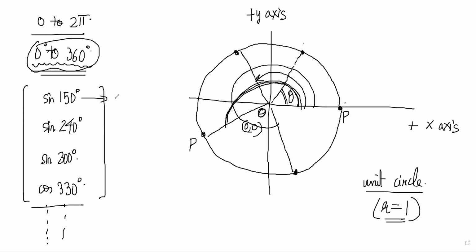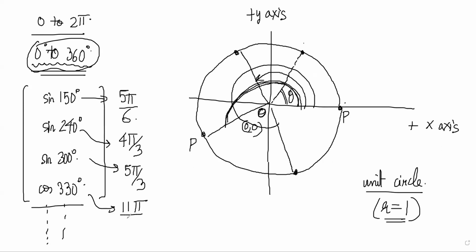So we'll say 150 degrees is basically 5 pi by 6. This is 4 pi by 3. This is 5 pi by 3. This is 11 pi by 12. You should realize that pi is 180. You can calculate and see all the calculations should be correct. So our angles will be from 0 to 2 pi, right?